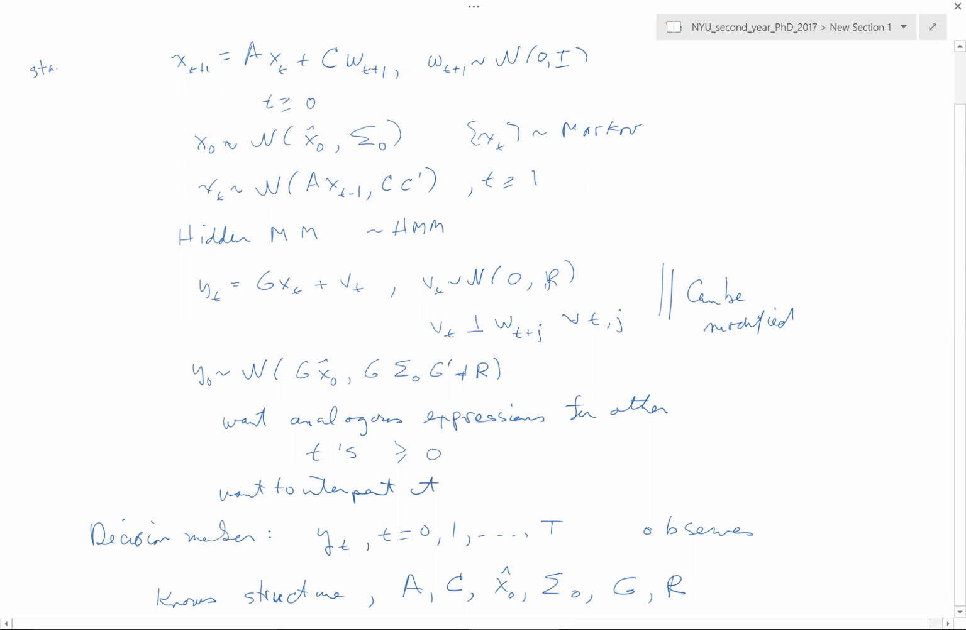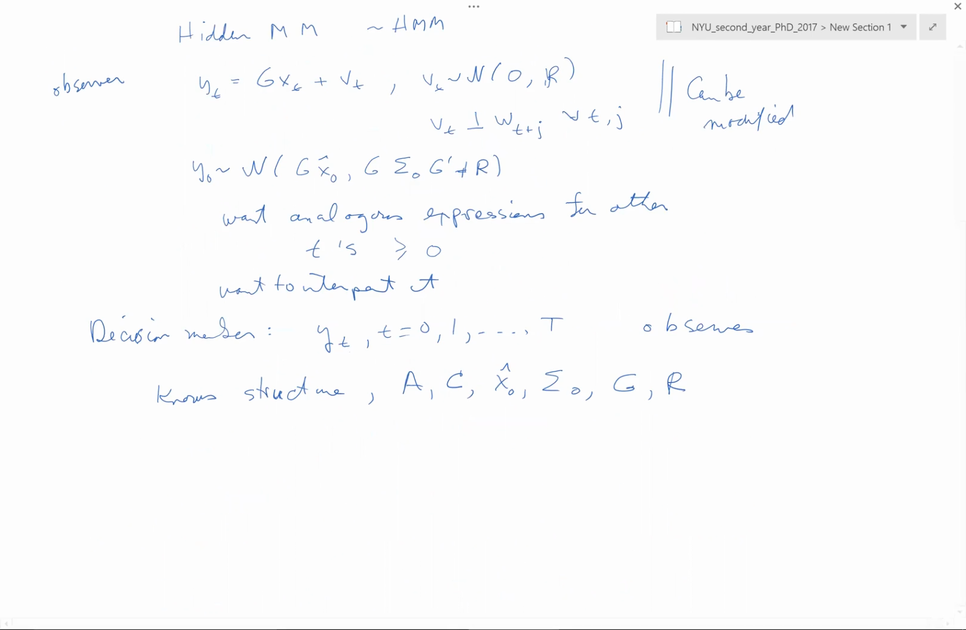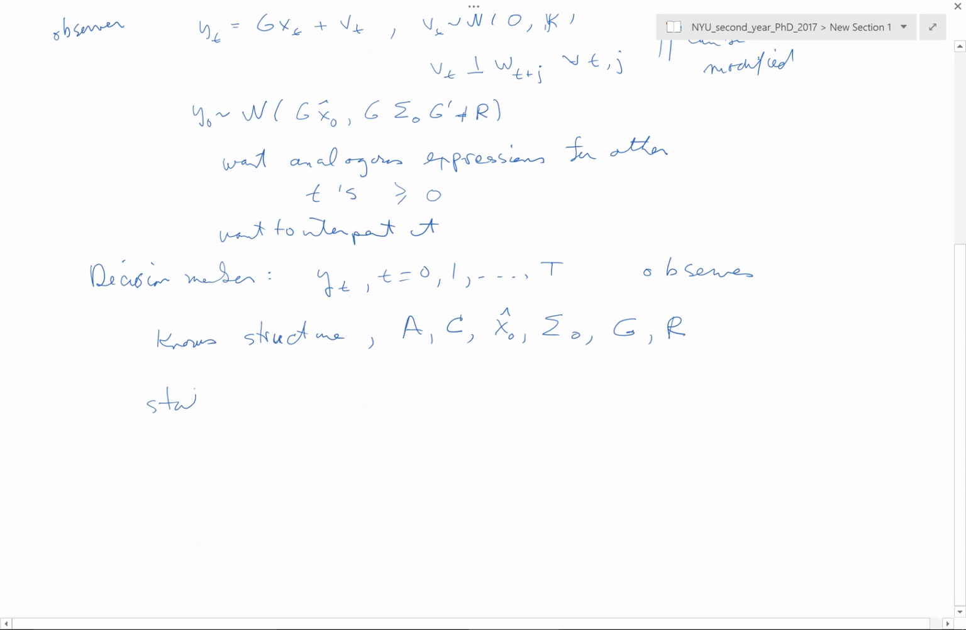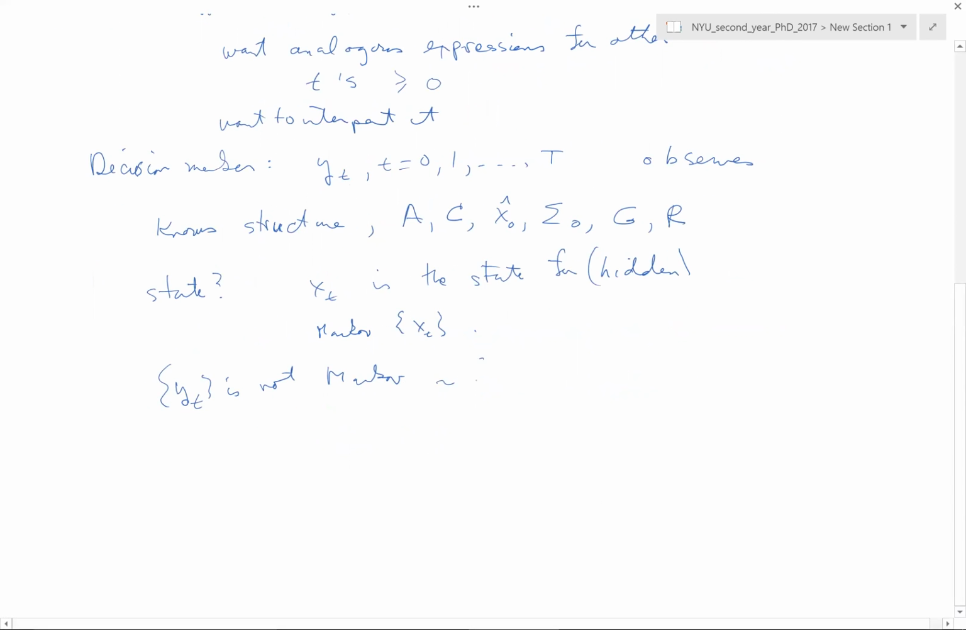And those things are the parameters of the state space system and the measurement error equation. So this is the state evolution, and this is the observer equation. One thing you could ask is, what do you mean state? So xt is the state for the hidden Markov xt process. But one thing you might ask is, what's the state for yt? Because at the end of the last lecture, I indicated that in general, yt is not Markov. So finding the state is an art.